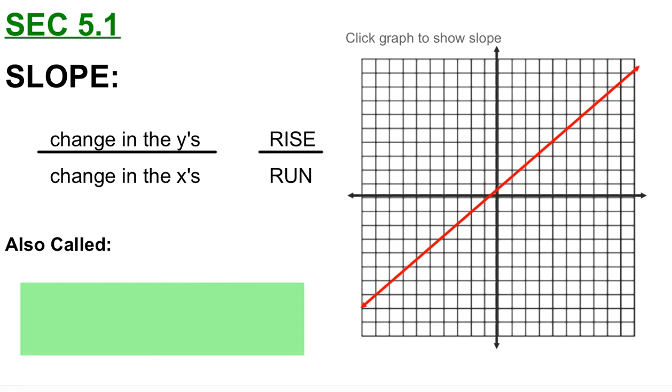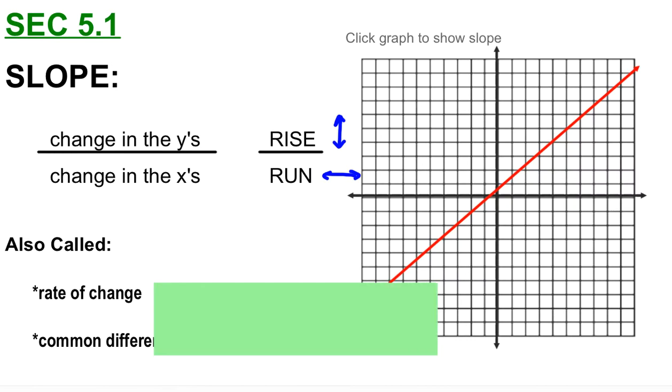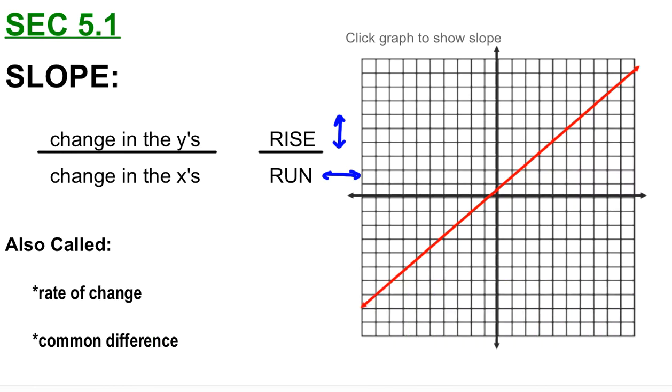Rise is the up and down movement. Run is the left and right movement. Other words for slope: rate of change, common difference. Those all mean the same thing.